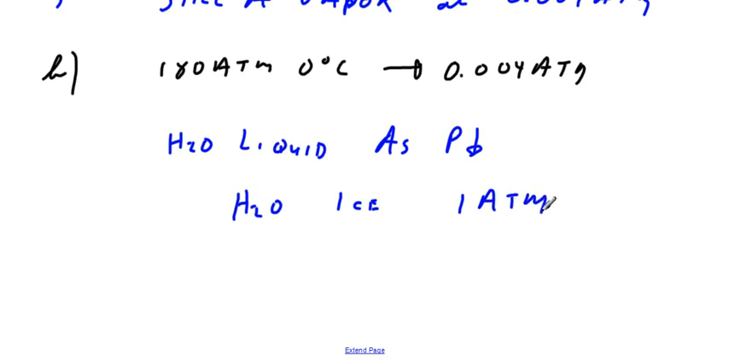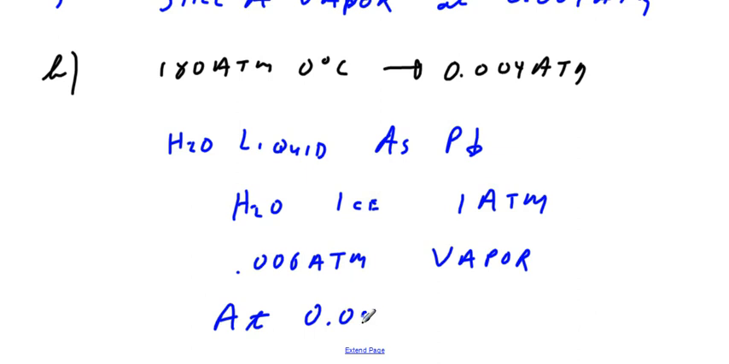And then, as I approach 0.006 atmospheres, that ice will turn into a vapor. And at 0.004 atmospheres, basically, in a little bit of time, all the ice will be a vapor. Okay, so that's all there is for question 26. We're going to do question number 30 next.